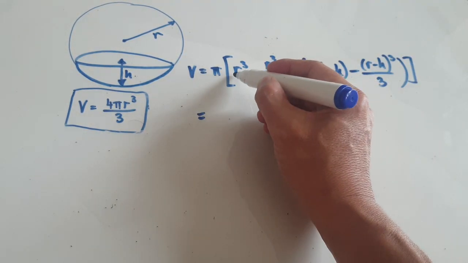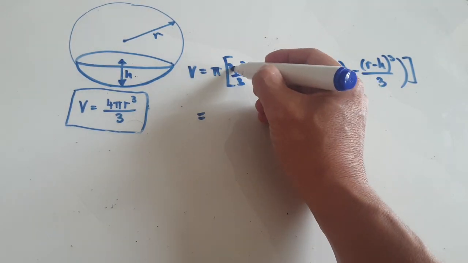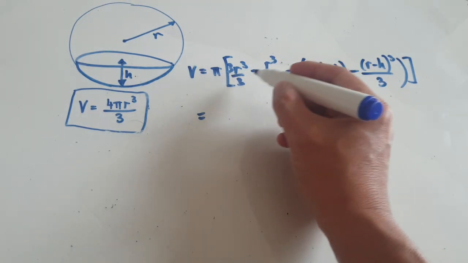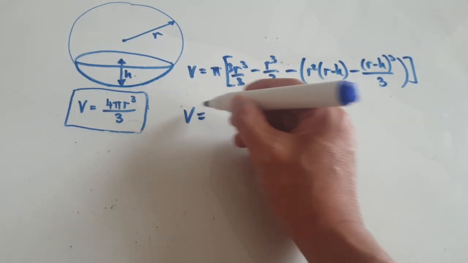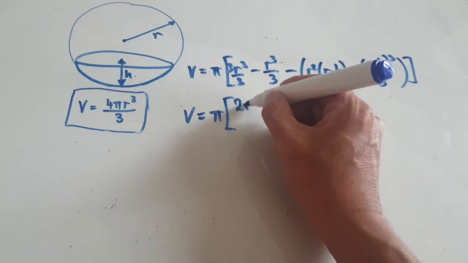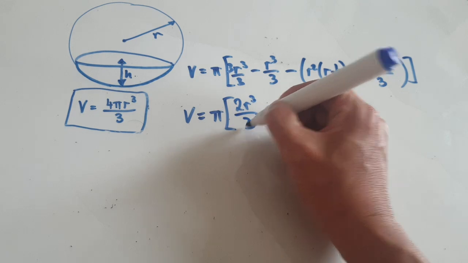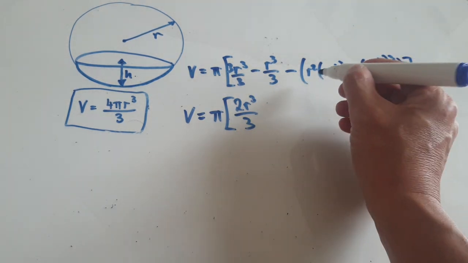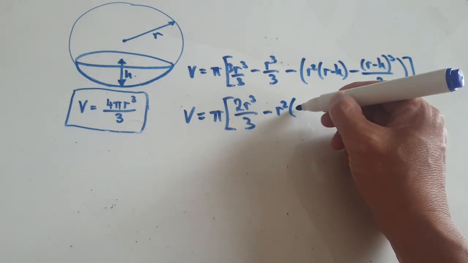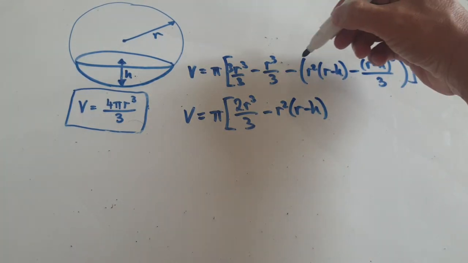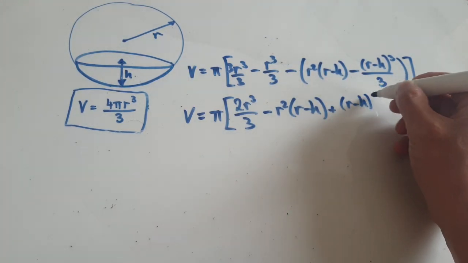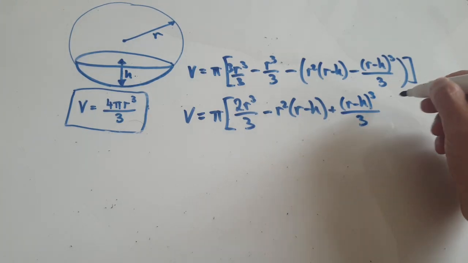Cleaning this thing up, I'm going to visualize this as 3r cubed over 3. That is r cubed. So same denominator, same denominator. That will then become 2r cubed over 3. And then let me just clean this up. Hang on. This will then become minus r squared (r minus h). And then this will become a positive (r minus h) cubed over 3.